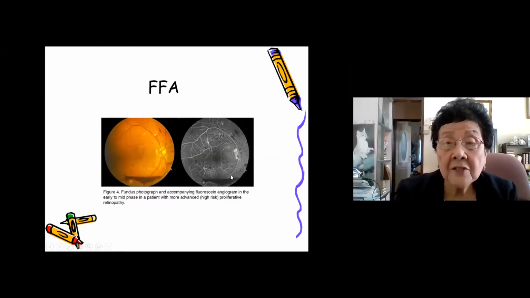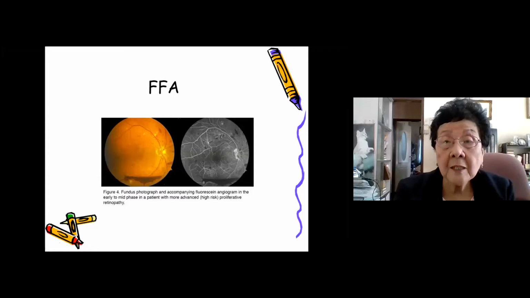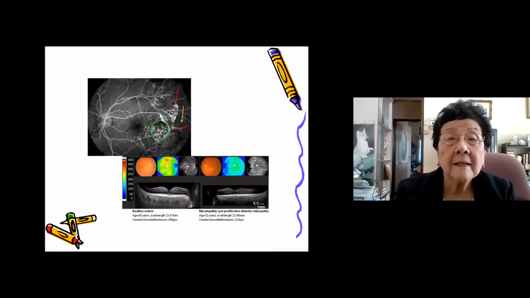So technology has helped us to diagnose, to be focused, to be able to treat the condition when we use laser therapy. Here, you can see multiple areas of leakage from the blood vessels. And here, the OCT again shows you exactly whether the retina is healthy or not, or it is swollen, or it is thick.